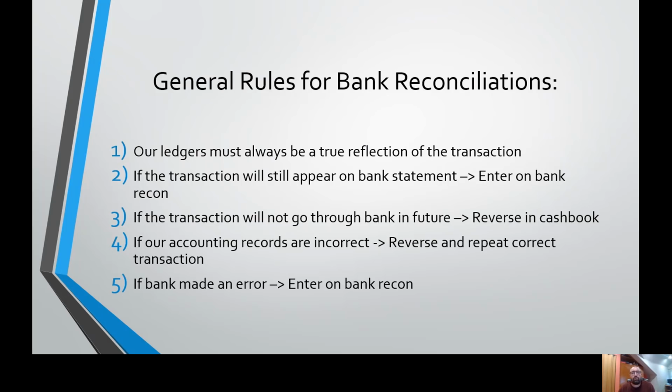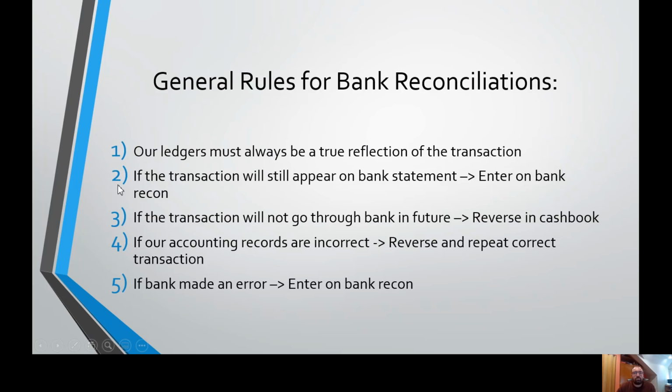So let's look at some general rules when it comes to bank reconciliations. The first rule is our ledger must always be a true reflection of the transaction. So that means for any transaction that the question gives you, we must ask, are our records correct? If a transaction did happen, have we accounted for it, and have we accounted for it at the correct value? If we've made an error, we have to fix it on our side. If someone else made an error, we can put it on the bank reconciliation because that person will have to fix it in future, but we don't know when that's going to happen.